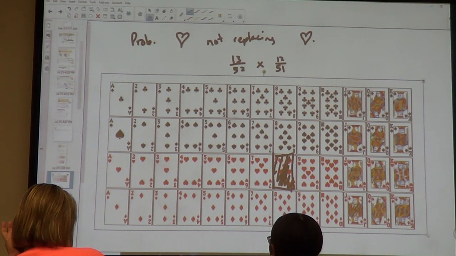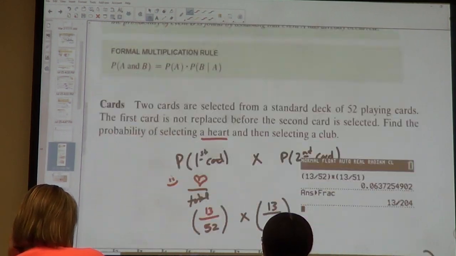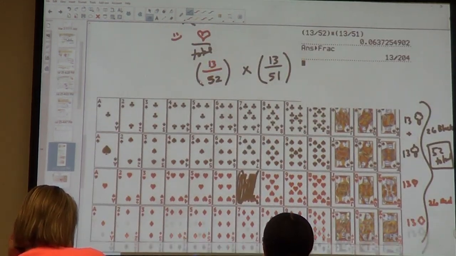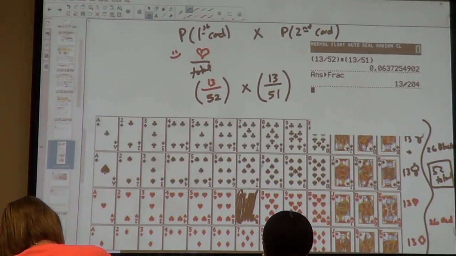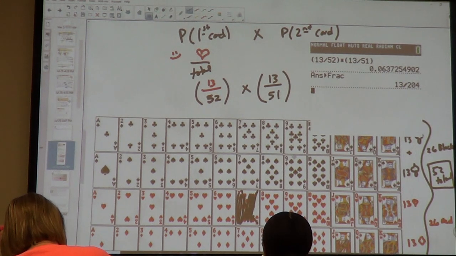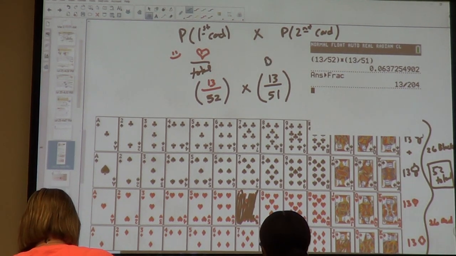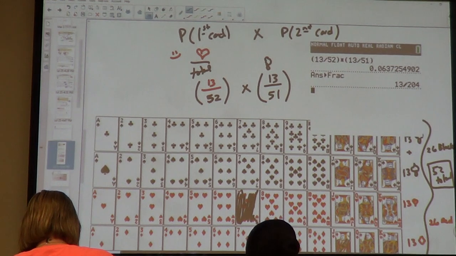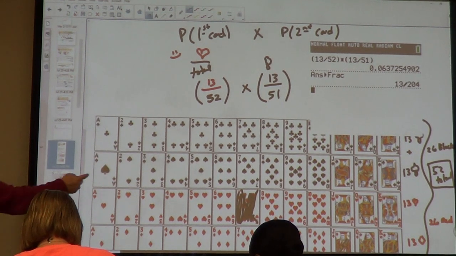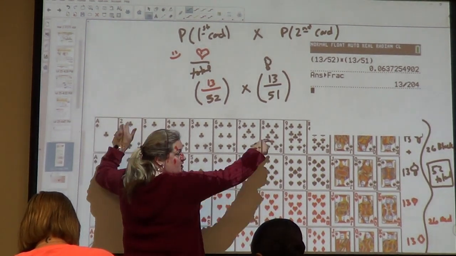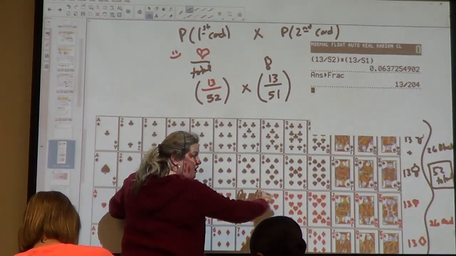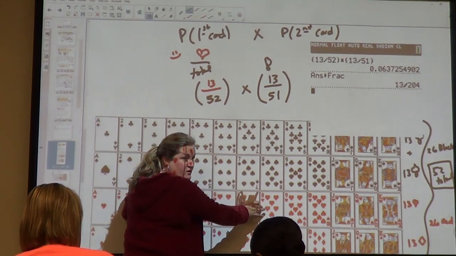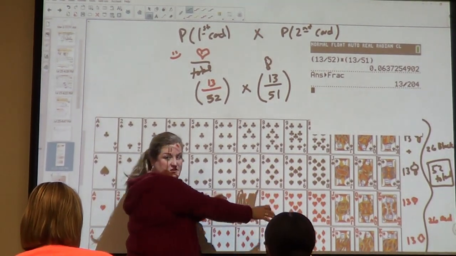Now we have 12. On the last problem, we had a heart to begin with, but then we went to a different suit. We went to a club. So we had a heart in our pocket, but then we went to a club. That's why we had 13. But we did a heart and a heart. That's why this went down to 12. You see the difference? Yeah.